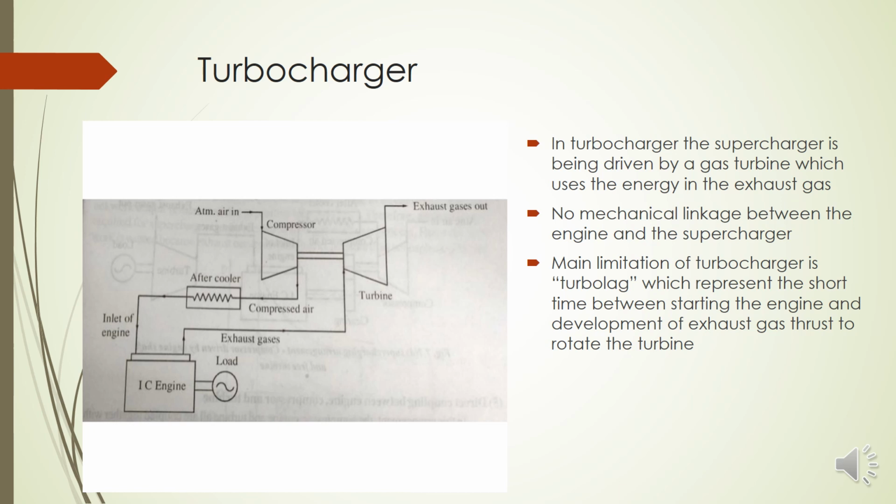In a turbocharger, one limitation compared to a supercharger is turbo lag. So what is turbo lag? While you are starting the engine, only after some time will the exhaust get sufficient energy to rotate the turbine. So this short time gap between starting and the development of sufficient exhaust to rotate the turbine is known as turbo lag. It will be different for different engines. So it is a main limitation compared to a supercharger.